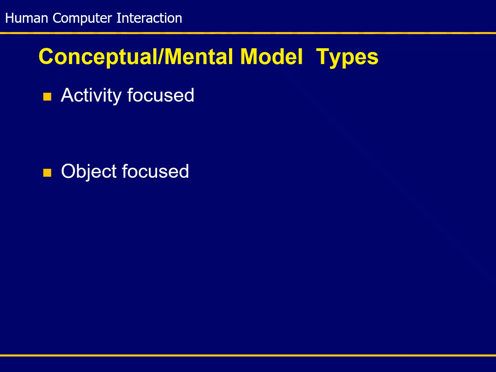So when it comes to conceptual models, there are really two types of conceptual models in your brain: activity-focused and object-focused. Throughout your life, whenever you come across a conceptual model based on activity or based on object, you will store it and you will tend to use it later on.